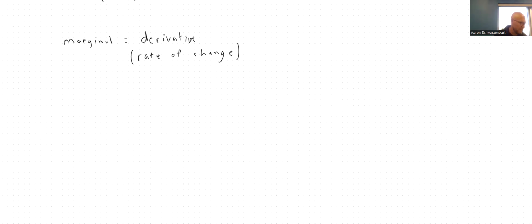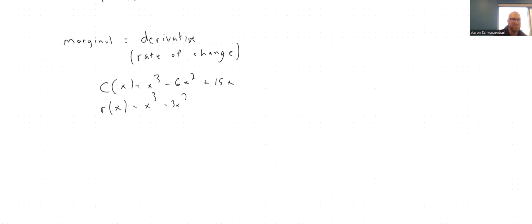So we're given this for a cost equation, and it gives us this for a revenue equation. Do you guys know the difference between cost and revenue? We should. Revenue is how much money you actually make.